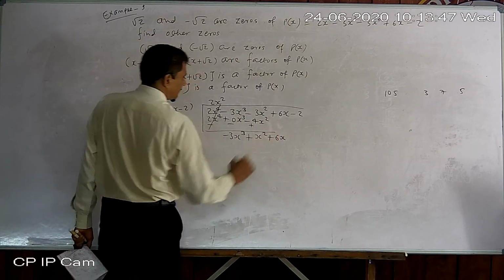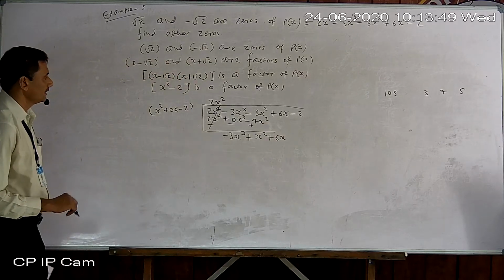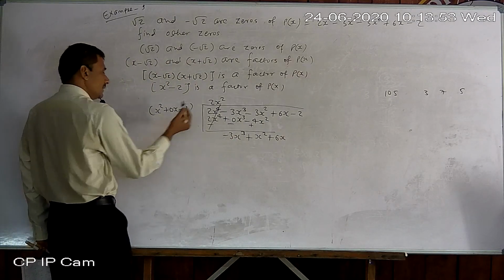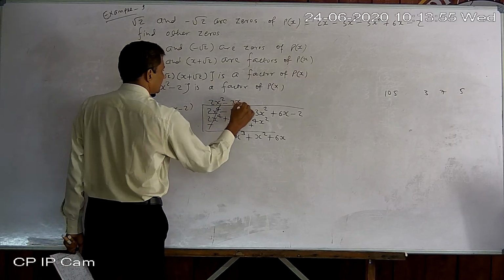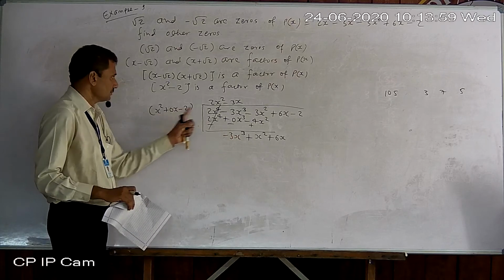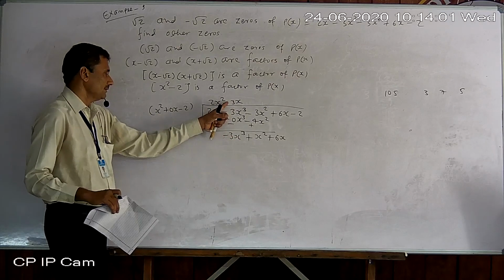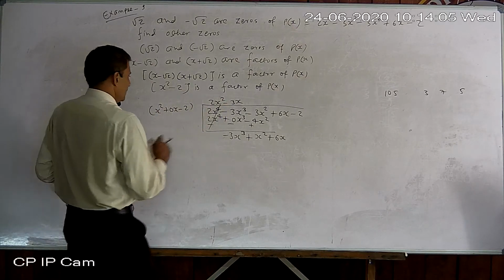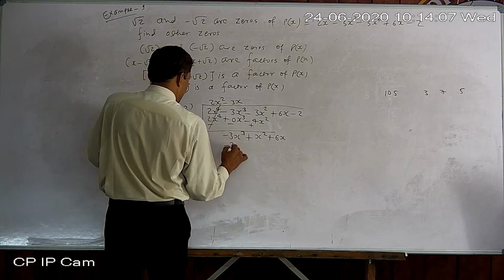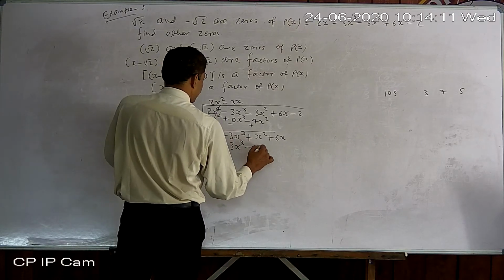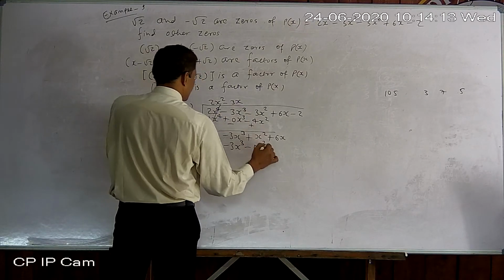One term comes here. Now I want minus 3x cube from x square, so I have to multiply by minus 3x. Why? Minus 3x cube. So for getting minus 3 we have to multiply by minus 3. 1x is less, so minus 3. Now multiply, so minus 3x cube minus 0x square minus minus plus 6.